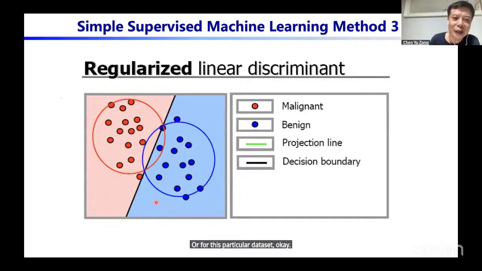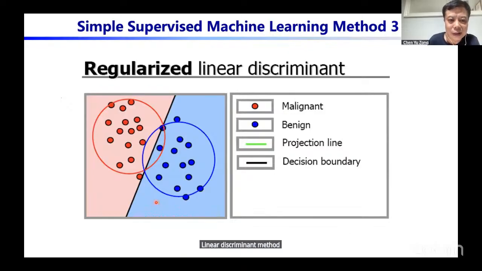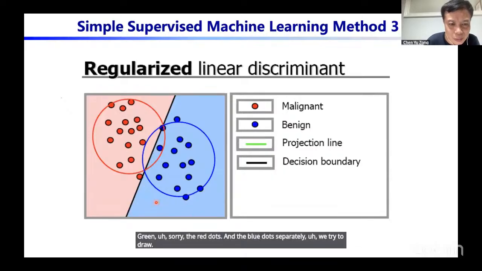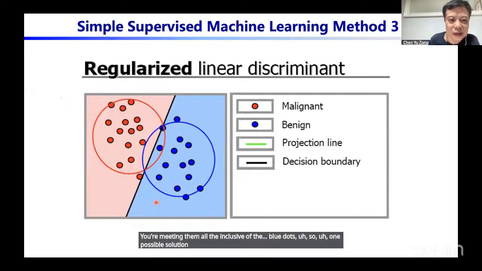Now the third method. This method is called the regularized linear discriminant method. In this method, we focus on the red dots and the blue dots separately. We try to draw a circle that is maximally inclusive of the red dots and minimally inclusive of the blue dots. One possible solution is illustrated here.